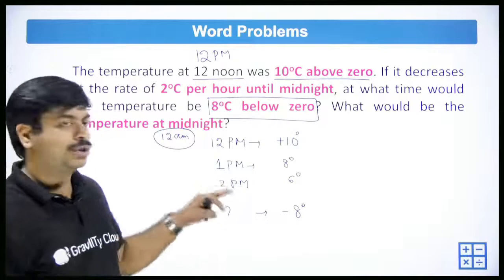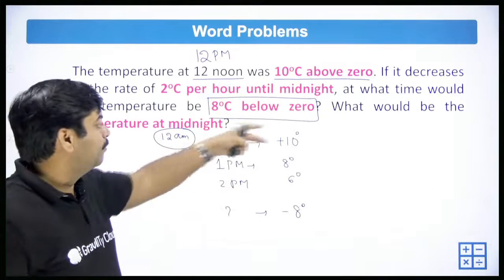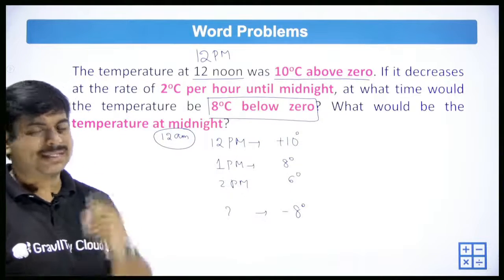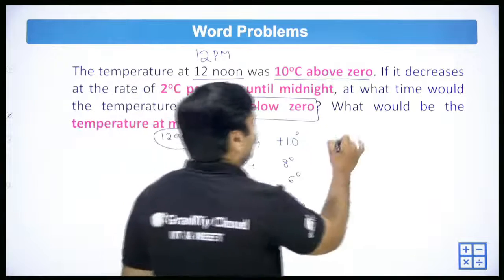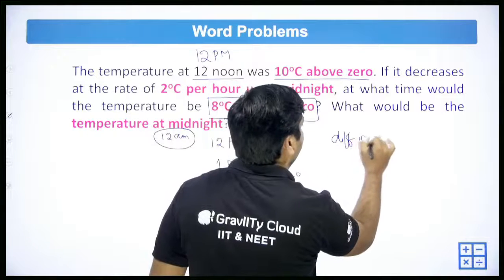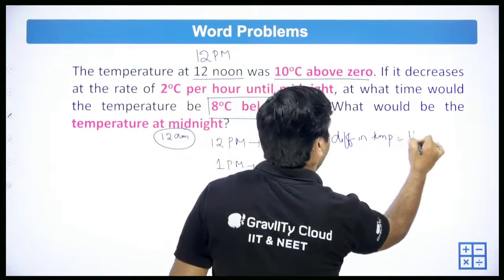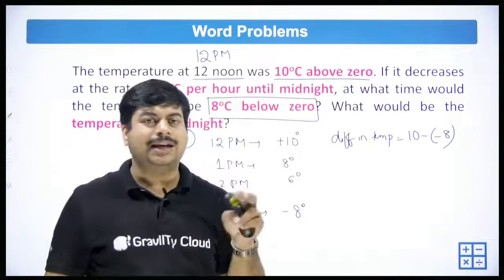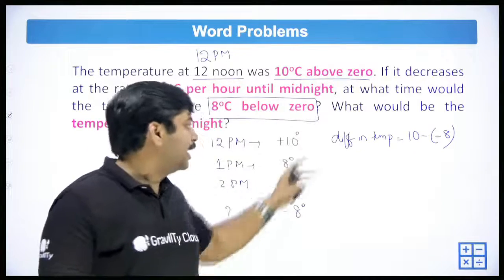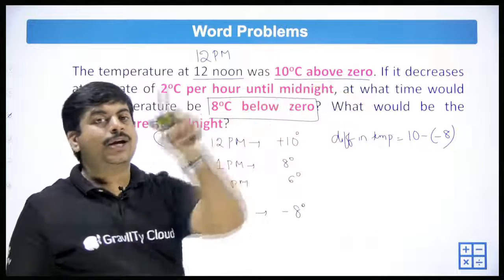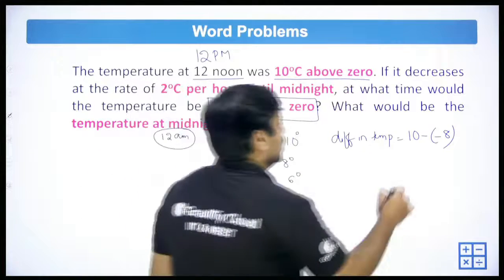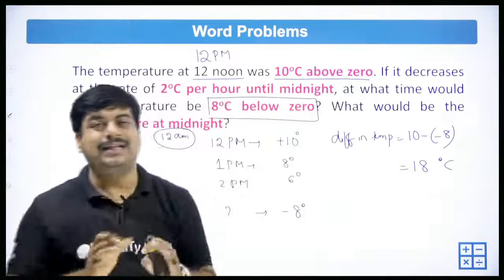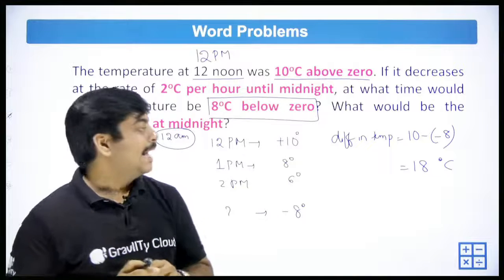Let us try to understand the first question. Starting at 12 p.m., it is at 10 degrees. From 10 to minus 8, what is the duration? What is the difference? The difference in temperature is equal to 10 minus of minus 8. Difference of 5 and 3 is 5 minus 3. 10 and 5, 10 minus 5. 10 and minus 8, 10 minus minus 8. Don't forget that extra negative. So that is 18. So in total it should reduce 18 degrees.